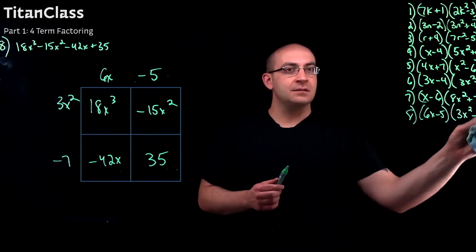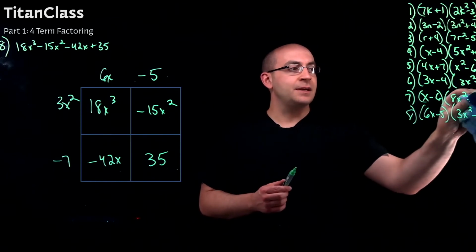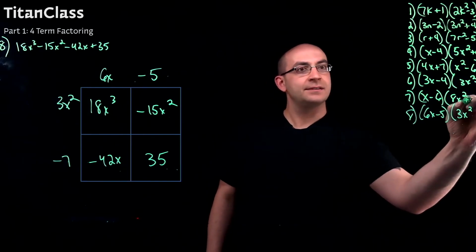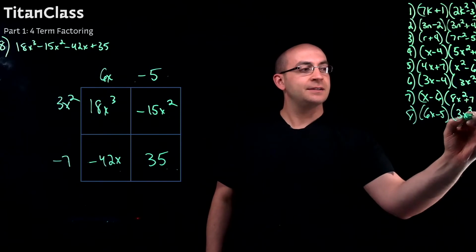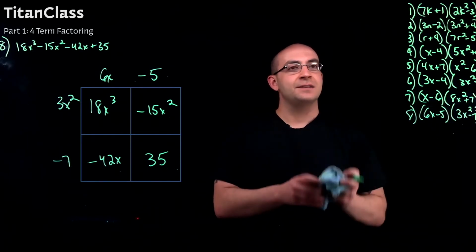Okay, let's do this. Okay, so this is a plus 7 and a minus 7. Let's see how we can get here. Plus 7, minus 7. Okay. 3x squared minus 4.